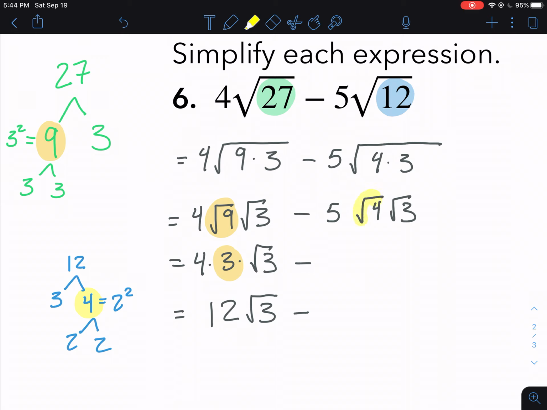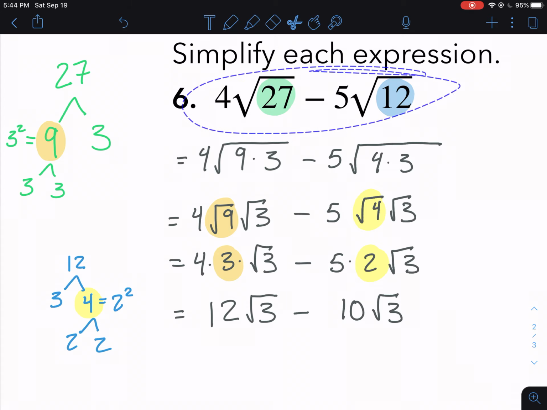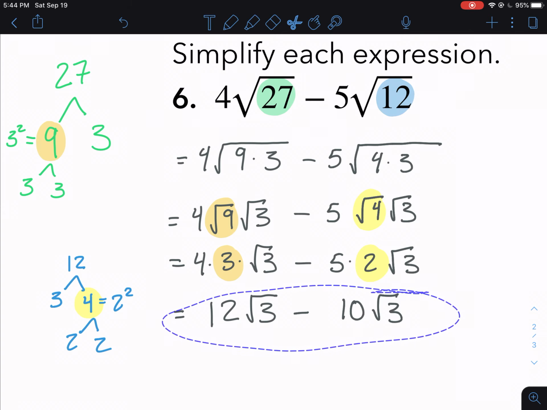And like we just found out, the square root of 4 is the same thing as 2. So we have 5 times 2 times the square root of 3. 5 times 2 is 10. 10 times the square root of 3. Wow! Now I know that it looks like it's the same simplification. We have two radicals. But guys, we can clean this up even more.